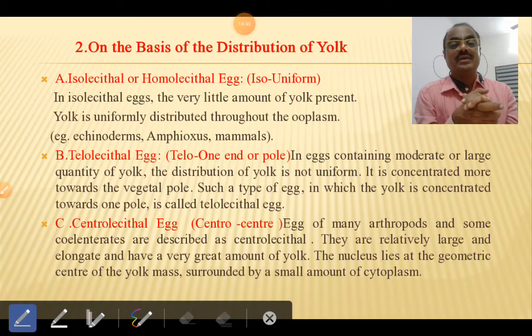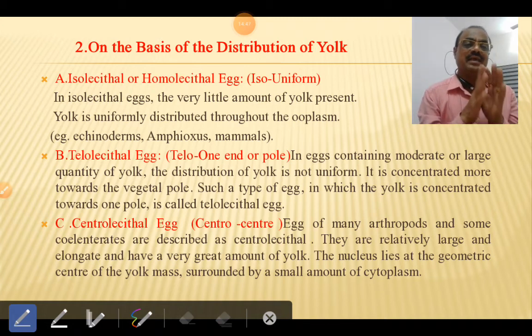The third type of egg is the centrolecithal. What is centro? Centro means center of the egg. Eggs of many arthropods and some coelenterates are described as centrolecithal eggs.